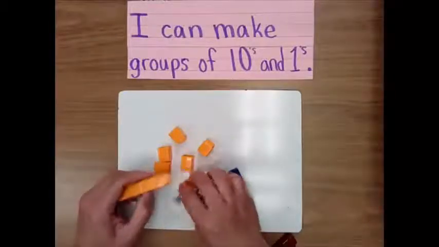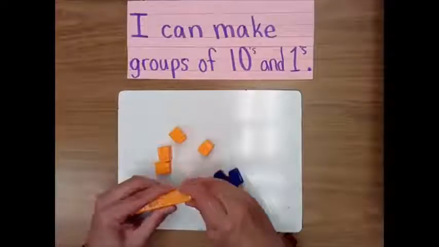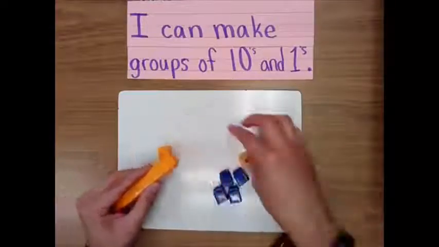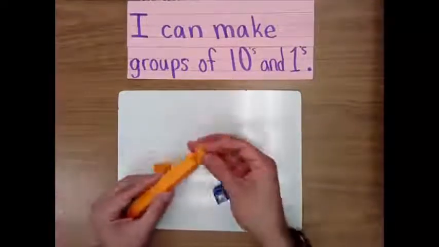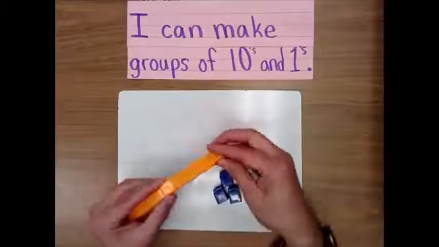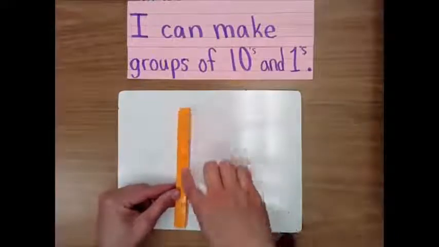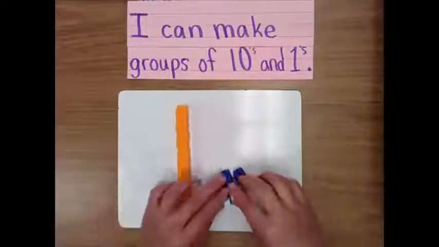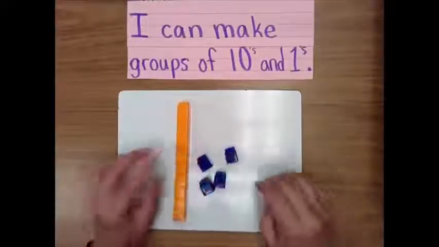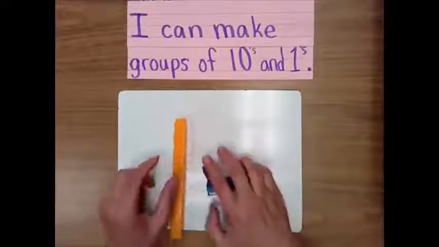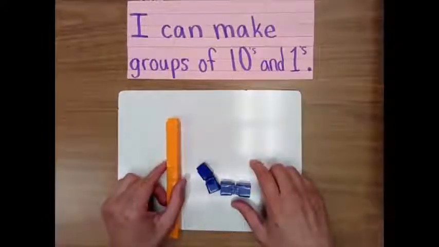So that is called regrouping. I'm showing you how to make a number two different ways. One by making a new group of 10 and some ones left over. And they both make 14.